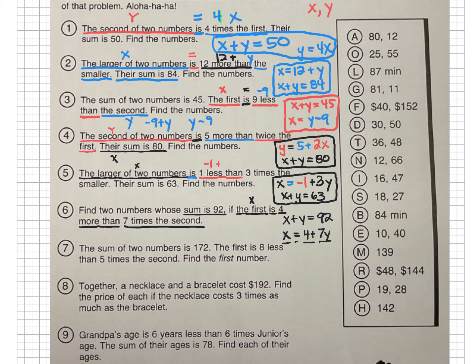So I'm just reading it word for word and just going one step at a time. So there's the two equations for that one. See if you can do the substitution for those.